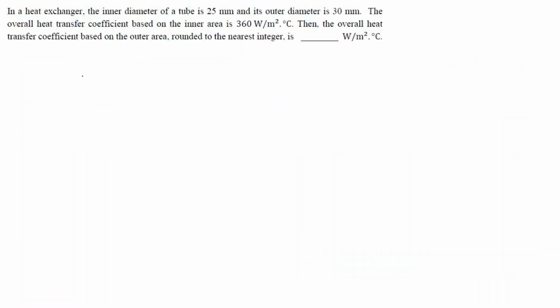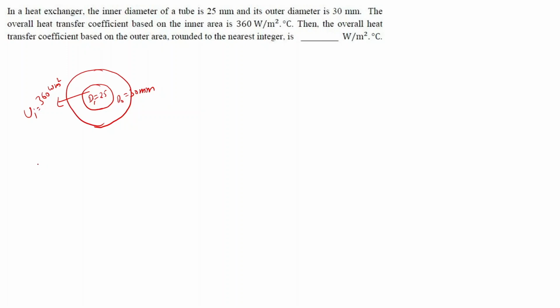So let's just draw a schematic of that heat exchanger. So this is our inner tube for which the diameter we have been given as 25 mm. This is my outer tube for which the diameter D0 is given as 30 mm, and UI, that is the heat transfer coefficient based on the inner area, we have been given as 360 watt per meter square.